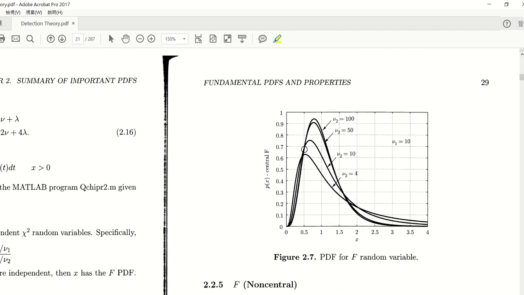2.7. Then you see it's more and more like a Gaussian distribution. It has some kind of center here. It's more like probability being concentrated on this region and then spread out at the right hand side. And at the left hand side it goes to zero, as x goes to zero. And for V2 like 100, 50, 10, it has different shapes. And this is all for V1 equal to 10.